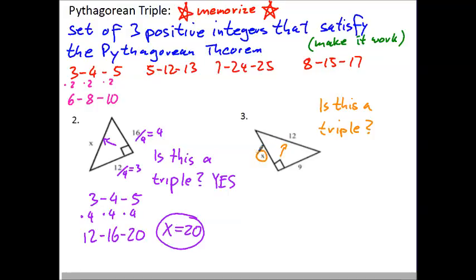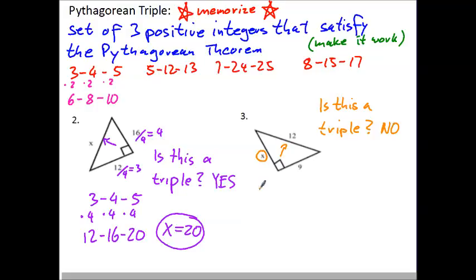So x is one of the legs that we're looking for. So 3, 4, 5 doesn't work here because the hypotenuse has to be the longest side. This one with 12 is the longest side. So the answer is no. We have to go through the math this time.